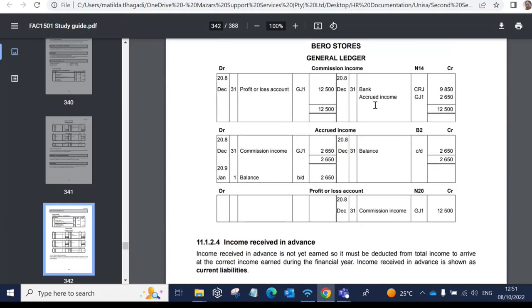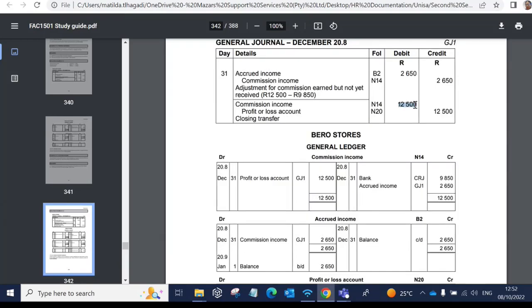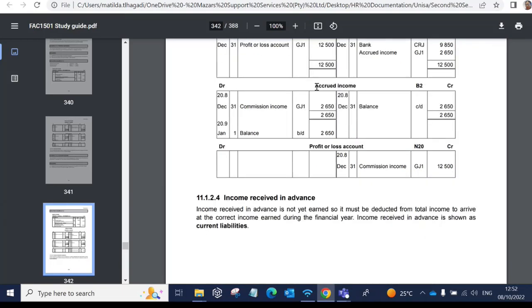So do you understand why this is not affecting our income? We already accounted for the income. It's already accounted for. The only account that needs to be cleared is this account. The payment coming in is clearing this account, the accrued income. I see. It's basically clearing this accrued income.